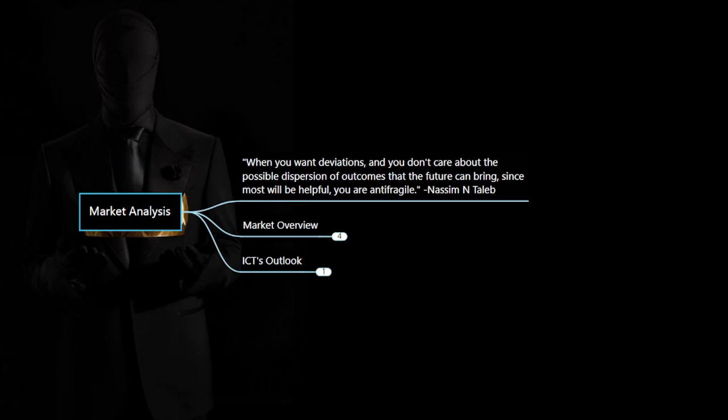We tend to marry our biases when it comes to trading, but let's take a look at what Nassim mentions in his book Antifragile, of course, one of my all-time favorites. He says, when you want deviations and you don't care about the possible dispersion of outcomes that the future can bring, since most will be helpful, you are antifragile. Now, this quote is very fitting for today's topic. Although personally, I didn't want any deviations.